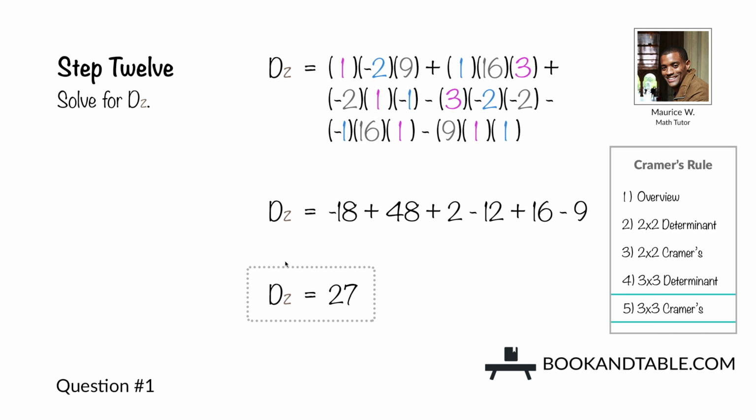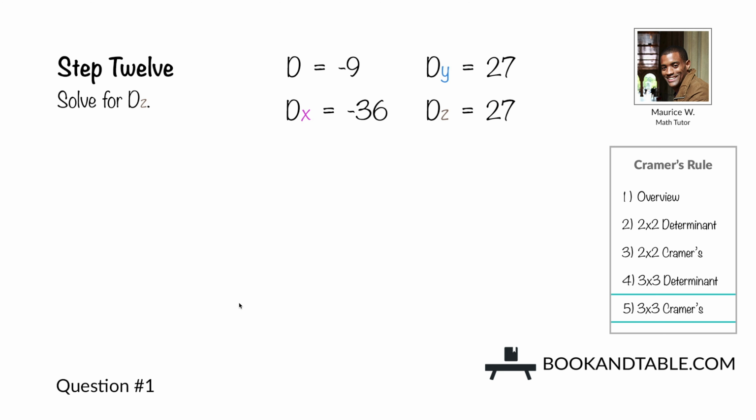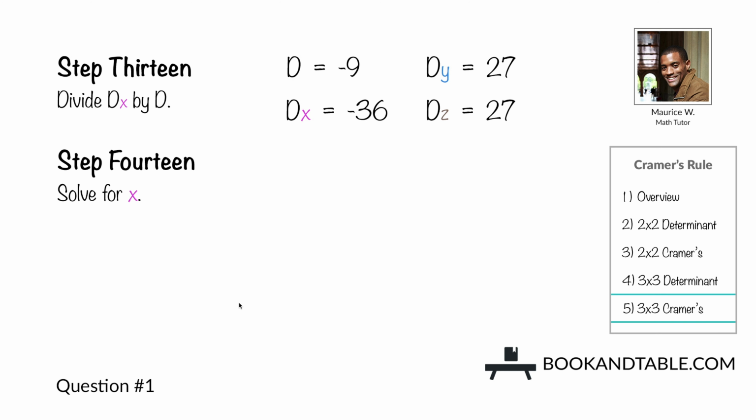So now we have the values of all four determinants, d, dx, dy, and dz. So now we can find x, y, and z. So step 13, divide dx by d, and step 14, solve for x. So x is equal to negative 36 divided by negative 9, which shows us that x is equal to 4.